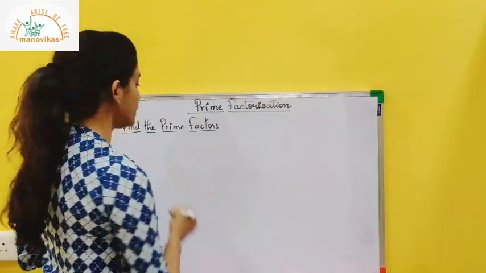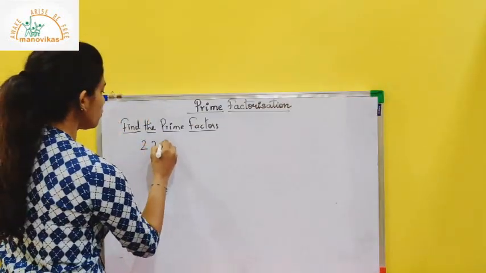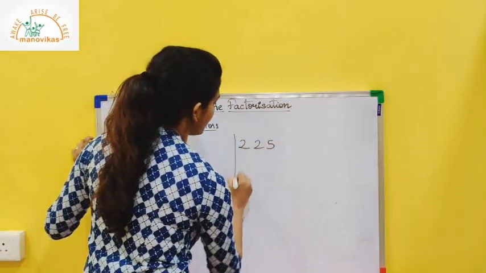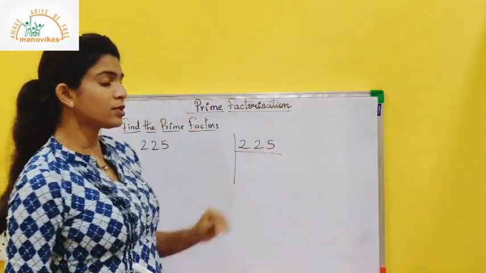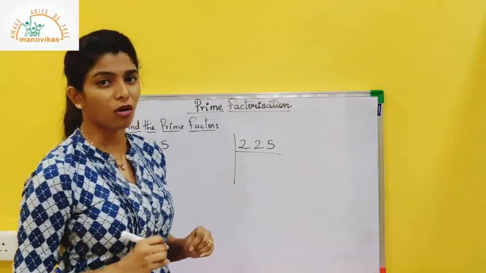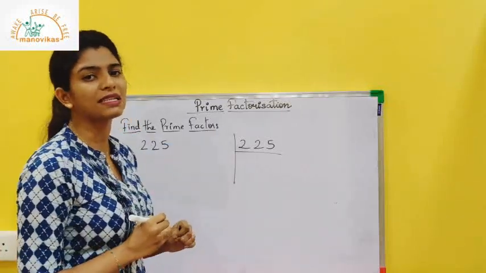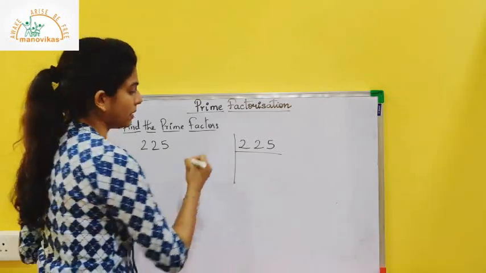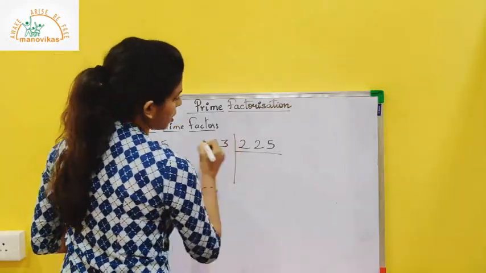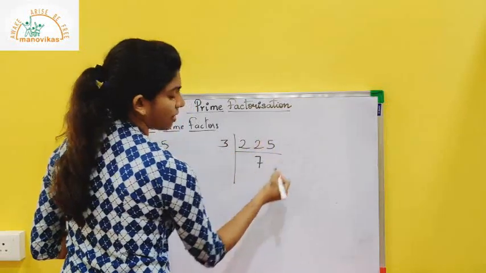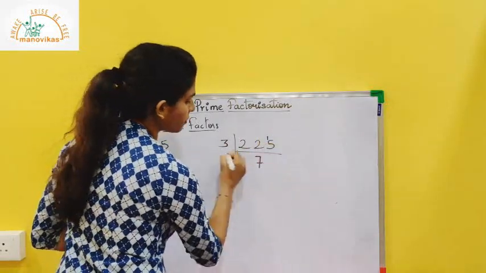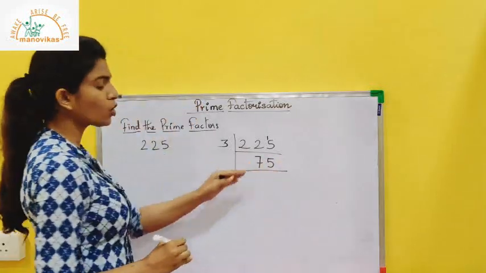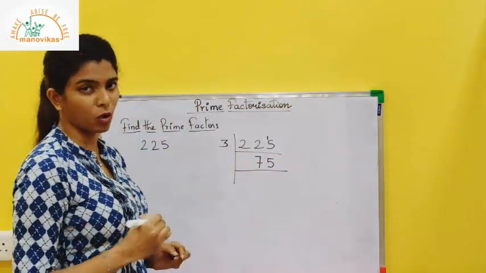Let's take one more example. 225. Now if you see here, 225 is an odd number. So it is not completely divisible by 2. So let's move on to the next prime number, that is 3. So 3 7s is 21, you know. So 1 will carry forward. 3 5s are 15. Again you got 75, and 75 is an odd number.